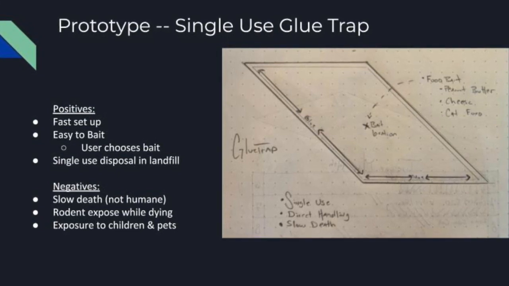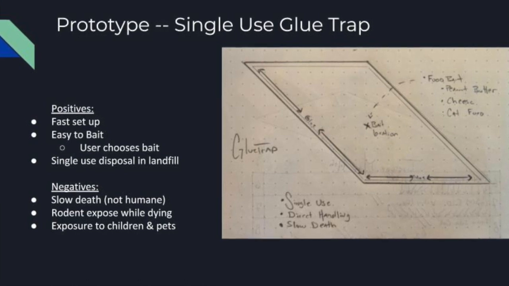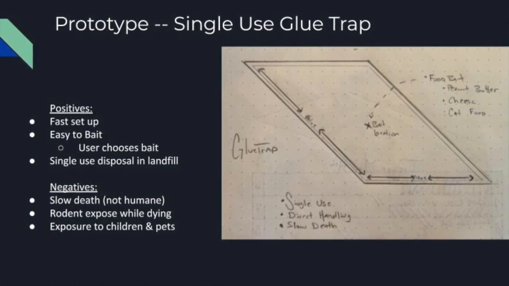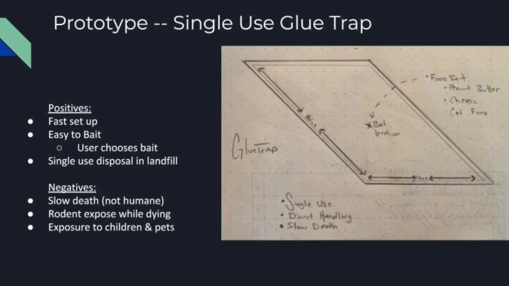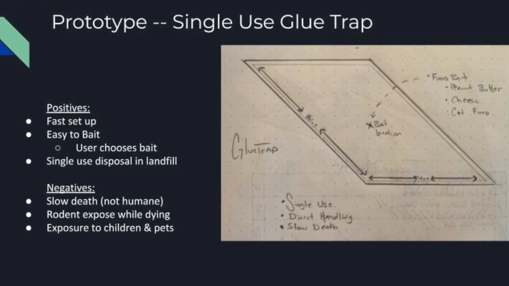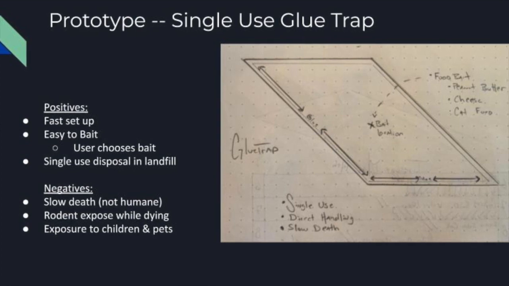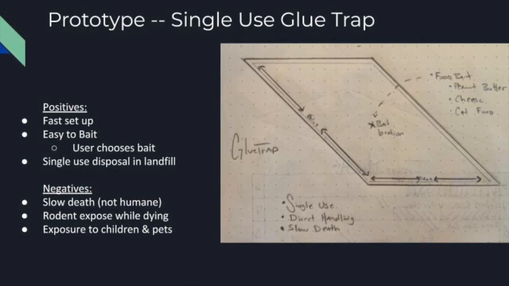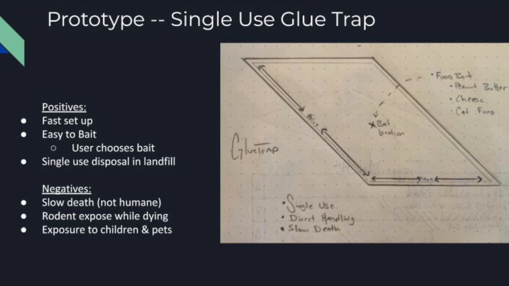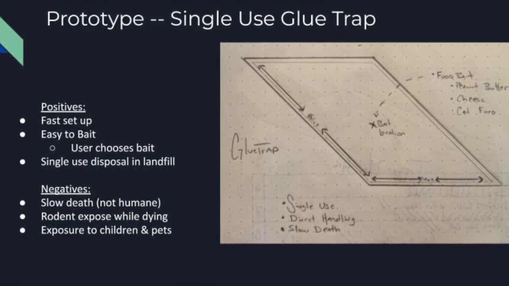The negatives are that it is not a humane death, and that the mouse or rodent would have a slow death as they are stuck on the trap. There's rodent exposure while dying, so kids and pets could come across the rodent while it's still alive and still glued to the trap, which would not be a great thing. And there's always the possibility of contamination with an open glue trap.